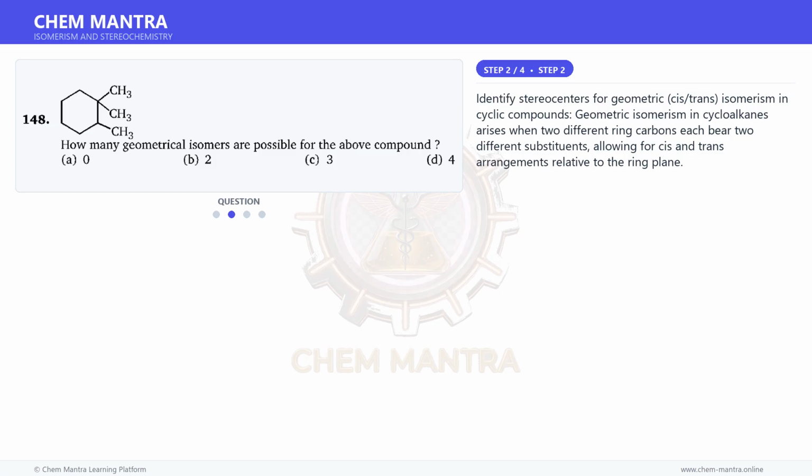Moving on to the next step. Identify stereocenters for geometric, cis-trans isomerism in cyclic compounds. Geometric isomerism in cycloalkanes arises when 2 different ring carbons each bear 2 different substituents, allowing for cis and trans arrangements relative to the ring plane.